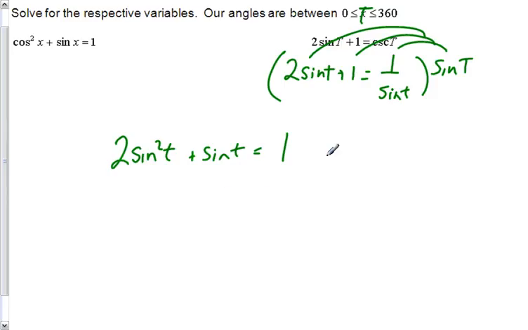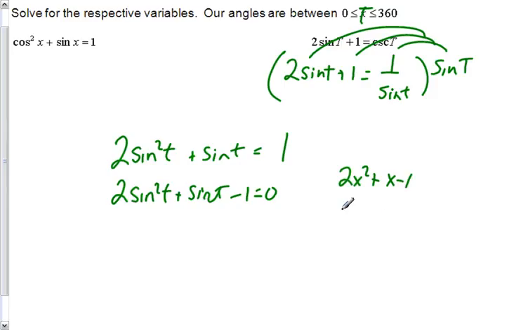Alrighty, now because it became a quadratic in sine, that's okay. I get 2 sine squared t plus sine of t minus 1 equals 0. Now I have 2 options here. I have a quadratic. I can use the quadratic formula, or factor, if I know how to factor. Now, let me see. I'm thinking of a 2x squared plus x minus 1. Well, I think I can factor that one, actually.